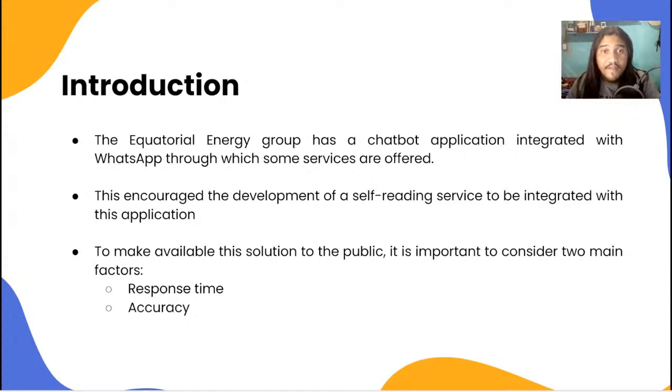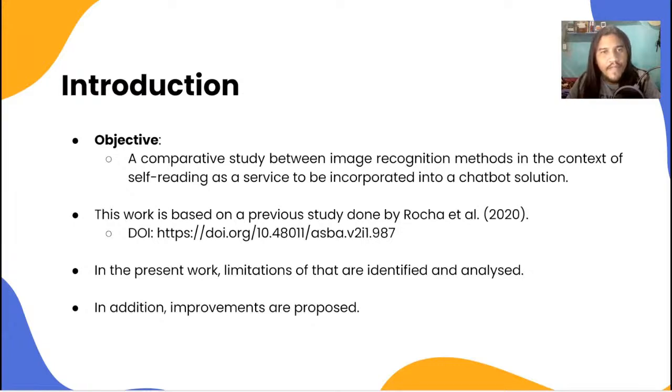So, to make this solution available to the public, it is important to consider two main factors: response time and accuracy, so that the automatic reading process needs to obtain accurate results in a short time. So, the main objective of this work is a comparative study between image recognition methods in the context of self-reading as a service to be incorporated into a chatbot solution.